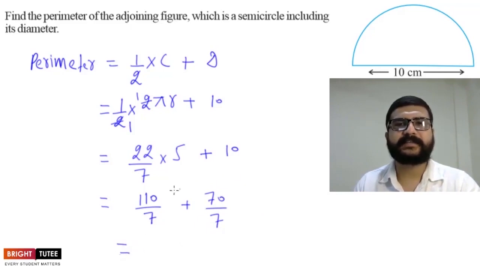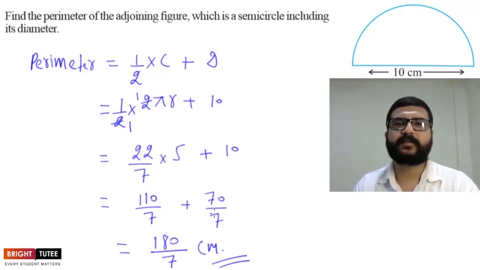Now we can simplify this. We will get 110 plus 70, that will be 180 divided by 7. So the perimeter is 180 divided by 7, or 180 upon 7 centimeters. We can convert this into a mixed fraction also, or we can find the decimal form also. For that we have to divide 180 by 7.